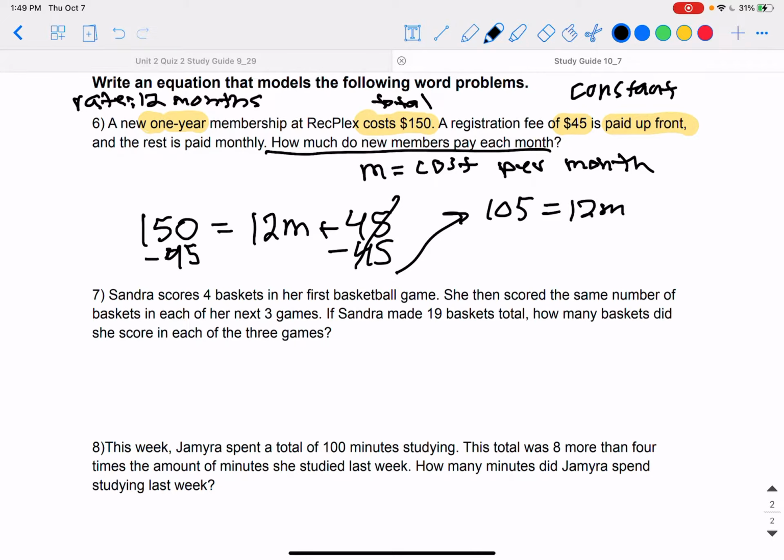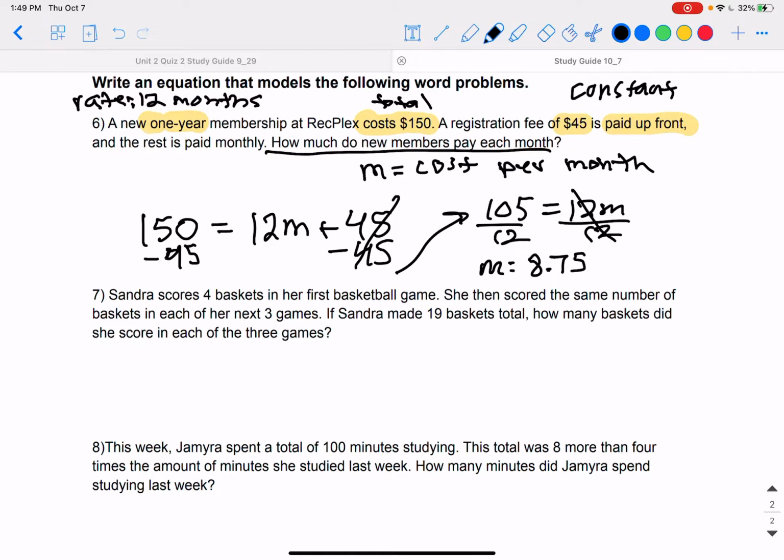Now to get M by itself, I see this is multiplication. I'm going to undo it with division. Divide both sides by 12. That cancels. So M equals 105 divided by 12, which is 8.75. So $8.75 is what new members pay each month.